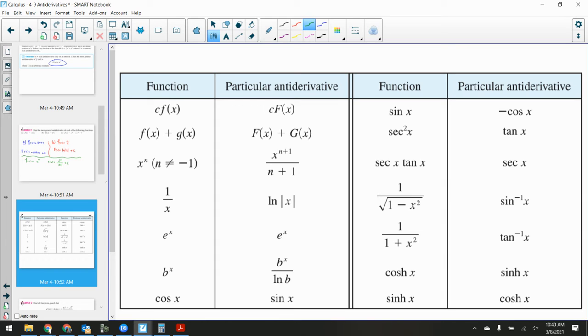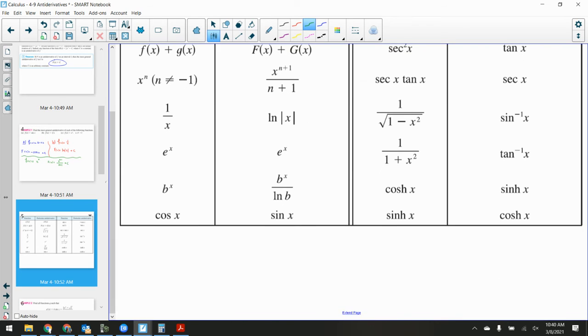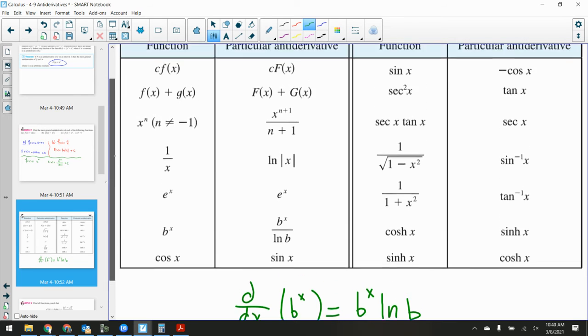This is kind of an interesting one here. If I've got b to the x, think about the derivative of b to the x. Looking at my derivative rules, the derivative d over dx of b to the x is b to the x ln of b. So to undo that, the antiderivative works backward: b to the x divided by ln of b, rather than multiplied by ln of b. And that's an interesting one there.